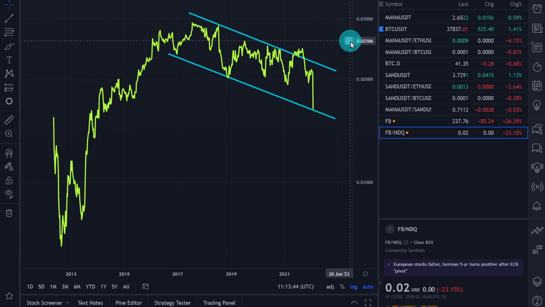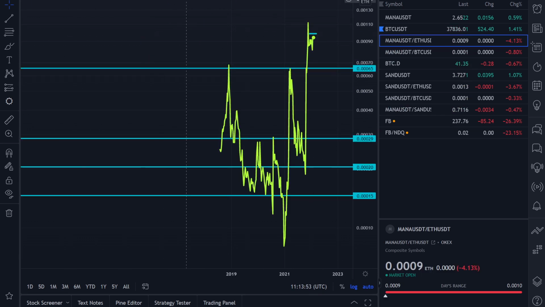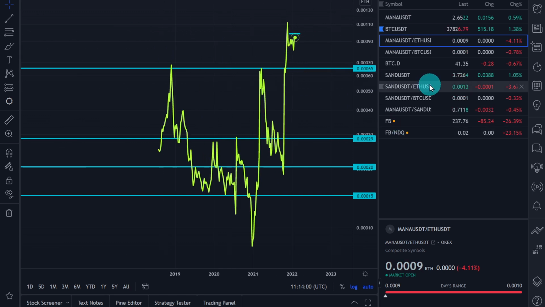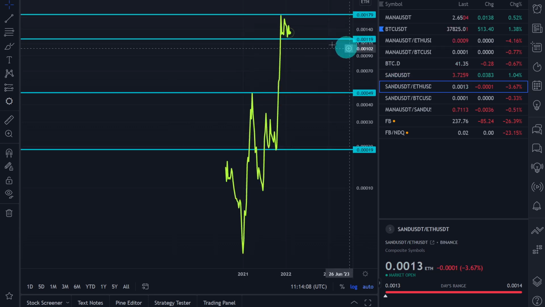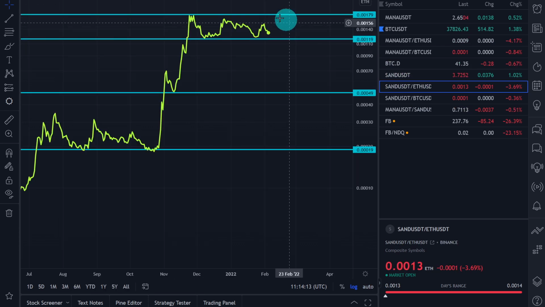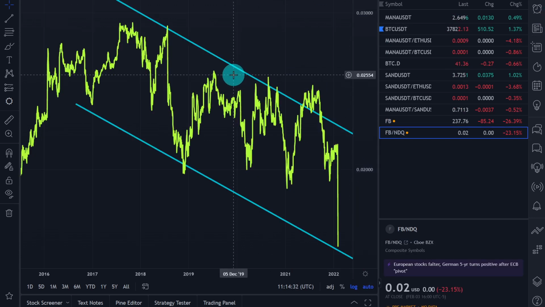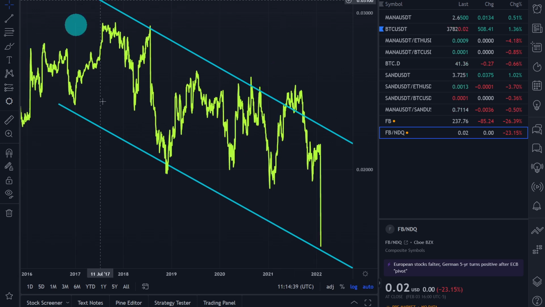If you've got fundamental reasons to get into Facebook or to prefer Mana over Sandbox, of course, by all means, go ahead. This video simply just looks at the charts, and considering the charts, Sandbox does look like the better deal in relative valuations to Decentraland, and we're making similar considerations for Facebook. A simple Nasdaq ETF also looks better than taking on this individual idiosyncratic risk of a Facebook stock.